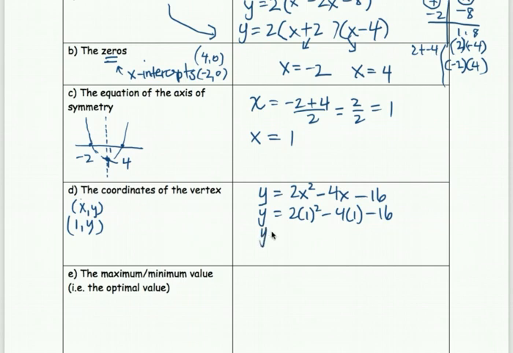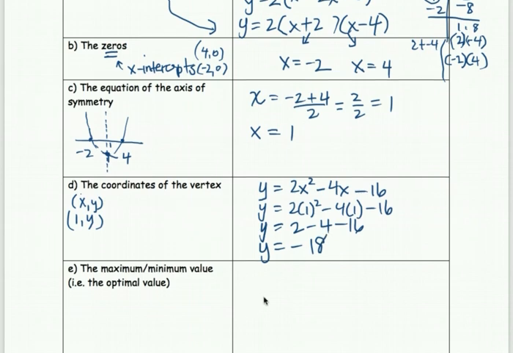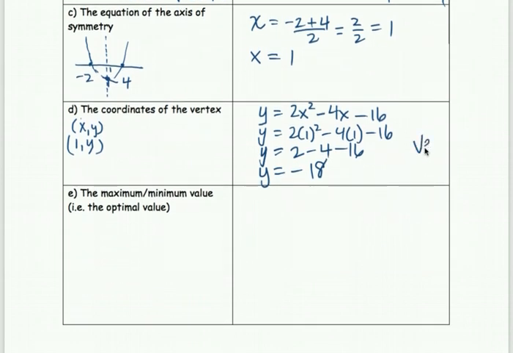Okay, and use our BEDMAS, so exponents first. So that's 1 squared is 1, times 2 is 2, 4 times 1 is 4. Okay, and then 2 minus 4 is negative 2, and negative 16 is negative 18. All right, so we have our vertex now. Make sure to write it clearly here so that you're showing me that you understand what you were supposed to find in this question, not just y, but the x and y for the vertex.